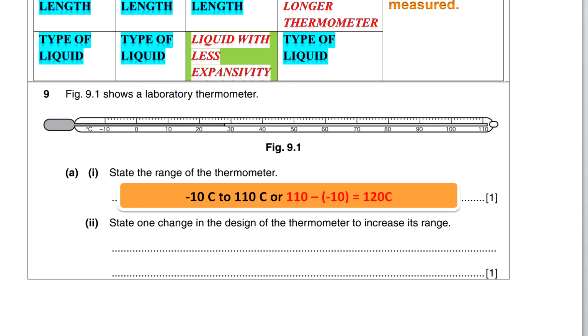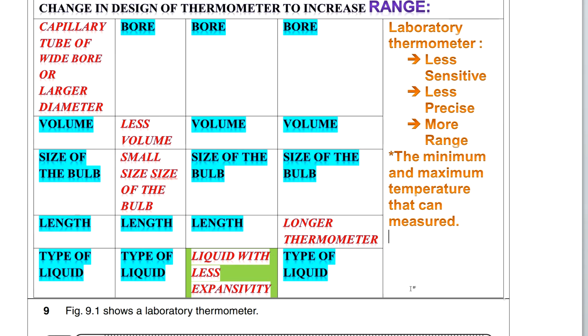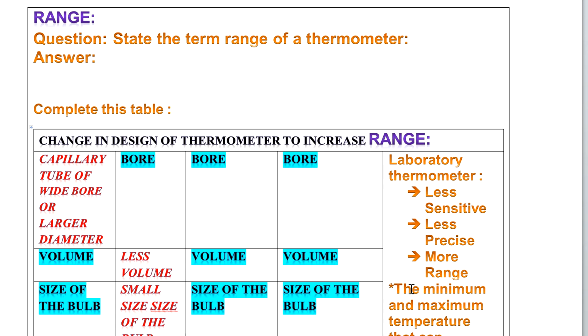Students, the examiner can also twist the question and ask, state one change in the design by which we can decrease the range. So always keep an eye on both the words and then write the design features. Now I expect all of you to write this short question. State the term range of the thermometer. The range is the minimum and maximum temperature that a thermometer can measure.